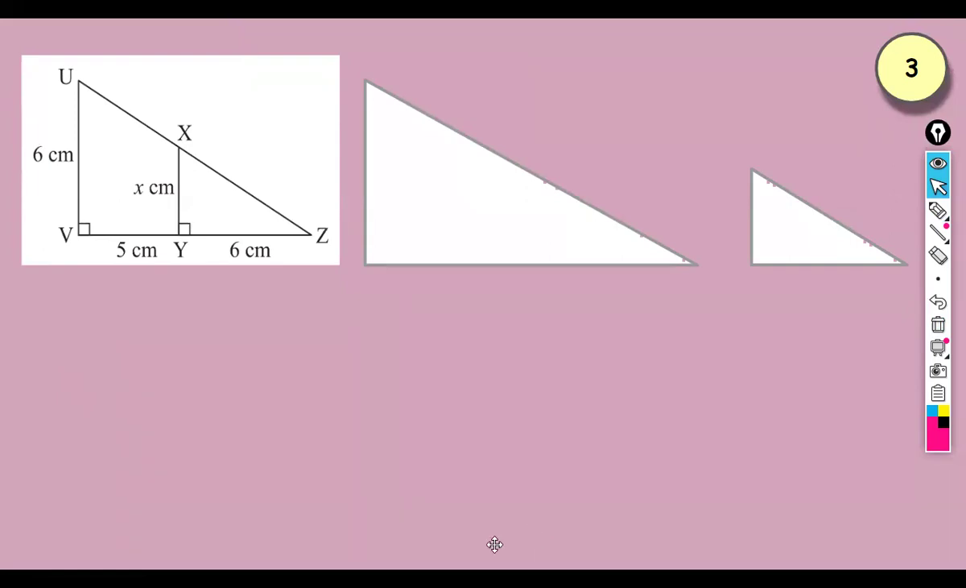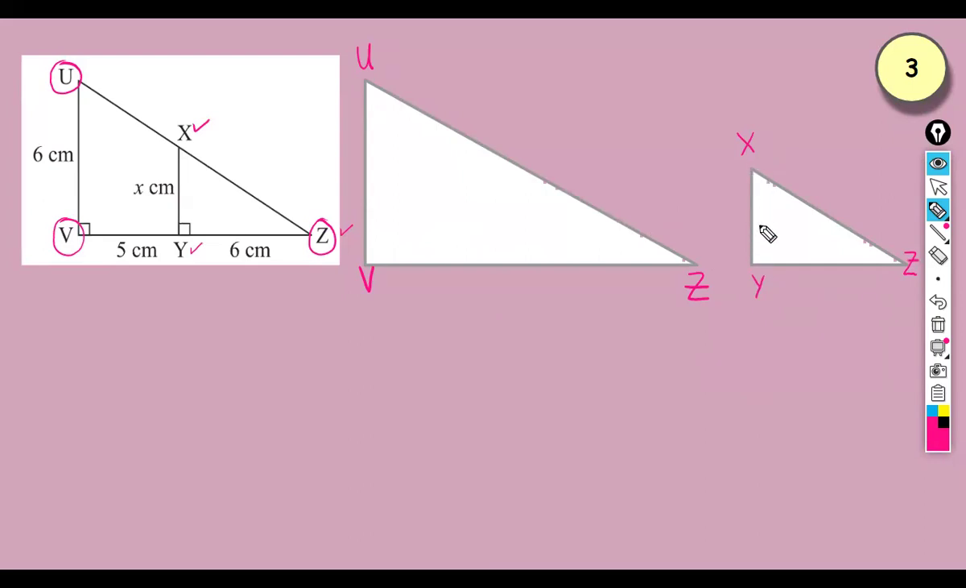All right, so let's put in some letters here. So you have the larger triangle. The larger triangle is U, V, and it goes back all the way to Z. U, V, and Z. And then you have a smaller triangle, X, Y, Z. X, Y, and Z. Now let me put in some values here, right?